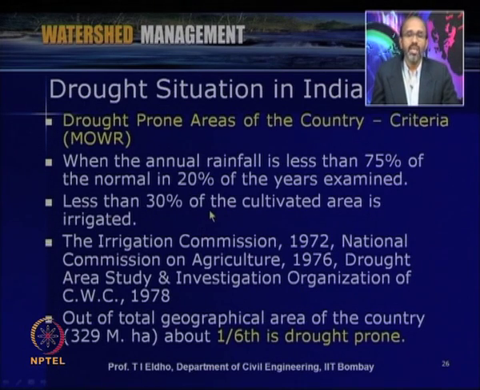Large and extensive studies throughout the country showed that out of the 329 million hectares of the area of the country, about 1/6, about 50 million hectares, is drought prone as far as India is concerned. This is as reported on the Ministry of Water Resources website. So, that way we need a number of drought mitigation measures. Drought is frequently occurring in many parts of the country.